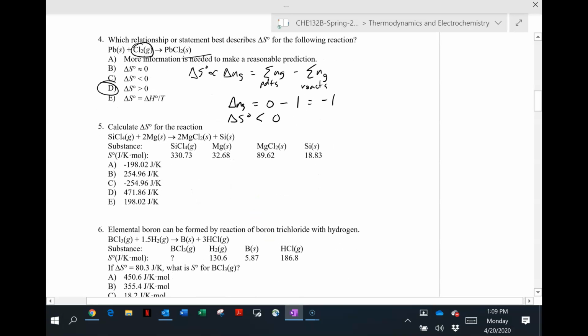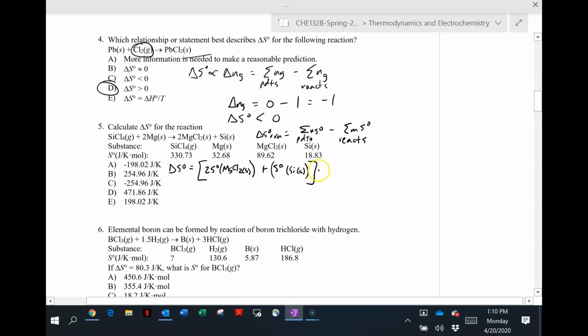Question 5 asks us to calculate the entropy change using the standard molar entropies, and again the delta S for the reaction is going to be equal to the sum for the products of the standard molar entropies times their coefficients, and then we have the sum of the standard molar entropies times their coefficients for the reactants, and that is not a plus in there, it's a minus that we're subtracting those. So we're going to have our delta S equal to 2 times the standard molar entropy of magnesium chloride solid, that's not a square bracket but parentheses, plus 1 times the standard molar entropy of silicon solid.